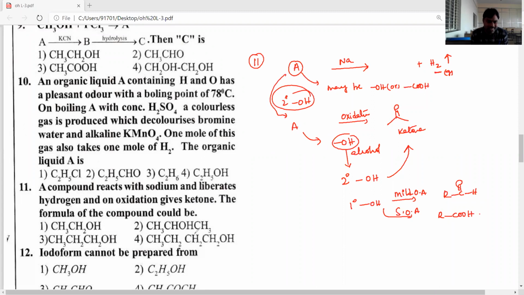Among the given options, which is the secondary alcohol, dear students? See, this is the secondary alcohol. The remaining options are all primary alcohols only. So your answer is the second option. It's very easy; just clean observation is very, very important. Let's go to the next, the 12th question.